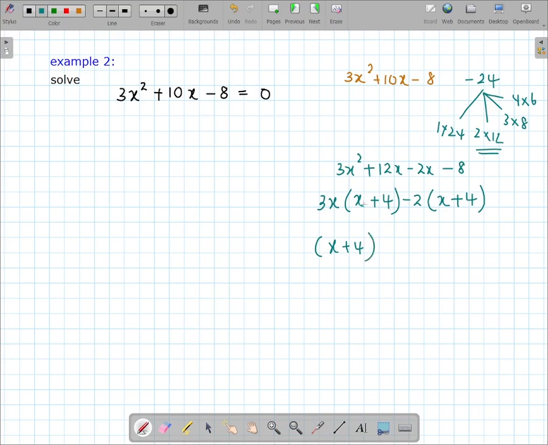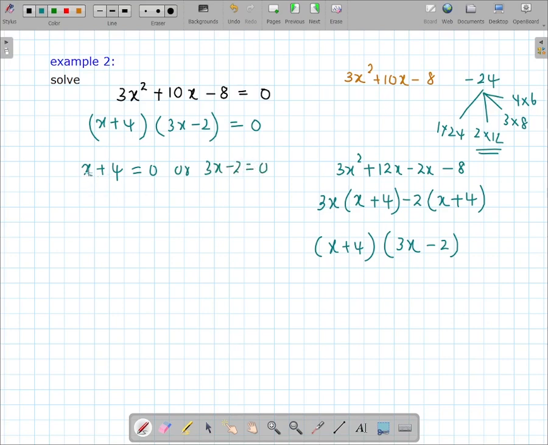Then when you take x plus 4 out, what remains? That is 3x. Then in here, with x plus 4 out, minus 2 remains. So I write this in here. That is x plus 4 times 3x minus 2 equals 0. Then separately I equate the brackets to 0.